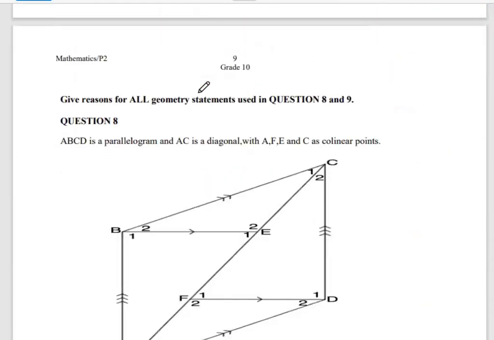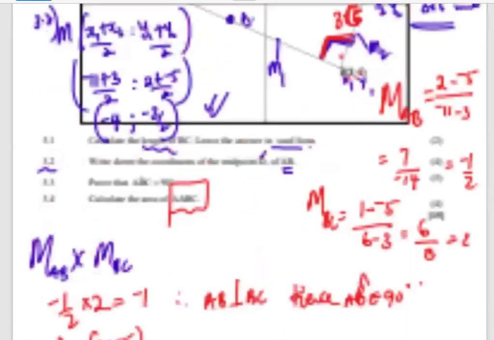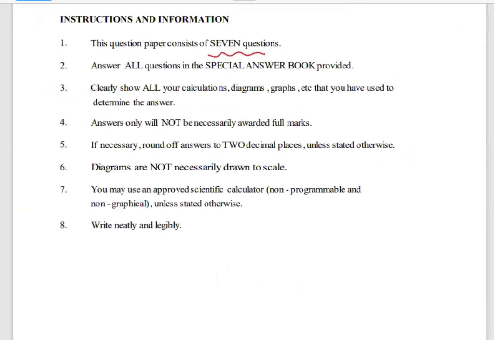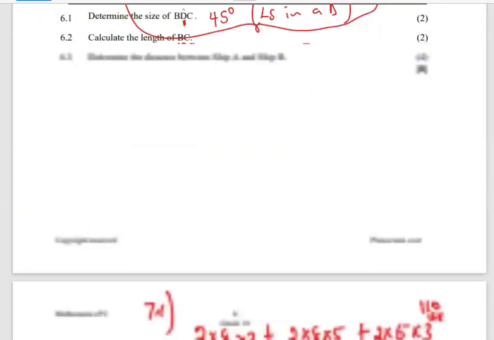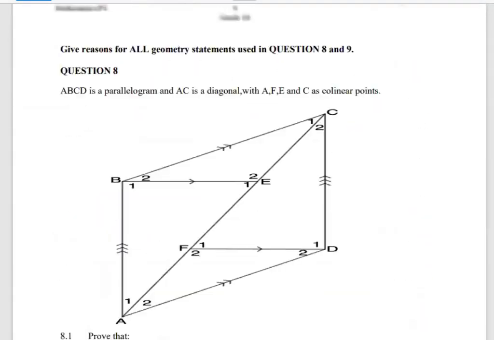All right, then question number 8, telling us for 8 and 9. But how many questions did they say we have here? Did they say 7? They said 7, but now we're seeing 8 and 9. I'm only worrying. Let's kill it.